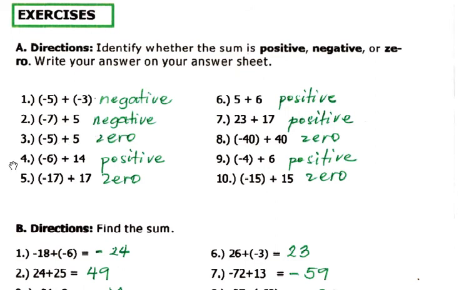Then number 4, -6 plus 14. We will have a positive answer for this. And number 5, we have a 0 because 17 and -17 are additive inverses of each other. Number 6, 5 plus 6, positive. 23 plus 17, positive. -40 plus 40, 0. -4 plus 6, positive. -15 plus 15, 0.